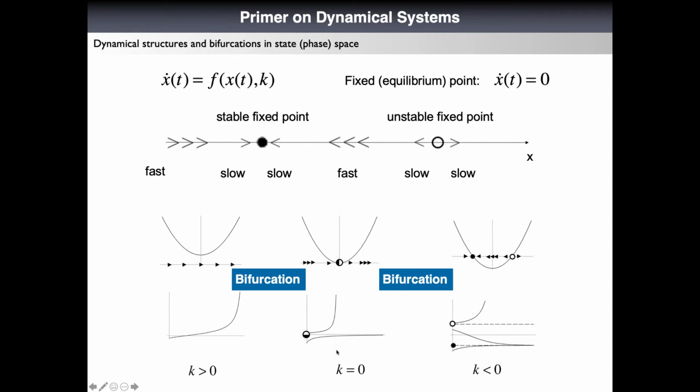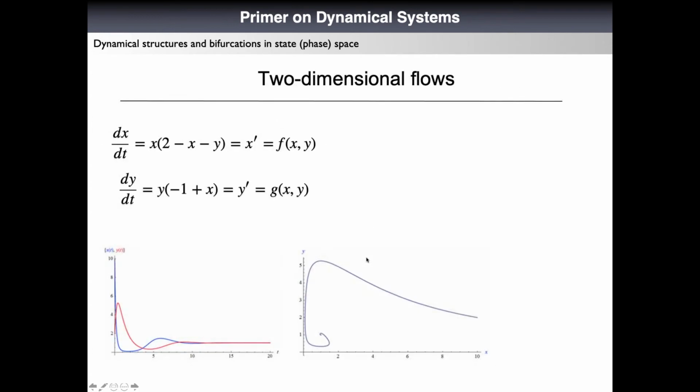The qualitative changes that this change of parameter brings are what we call a bifurcation. And on the line, on one-dimensional flows with only one dynamical state variable, this is all we can get. We can get a series of fixed points that alternate between stable and unstable.